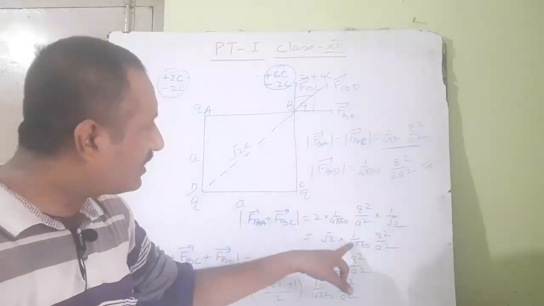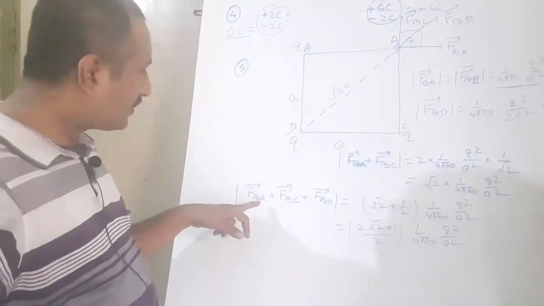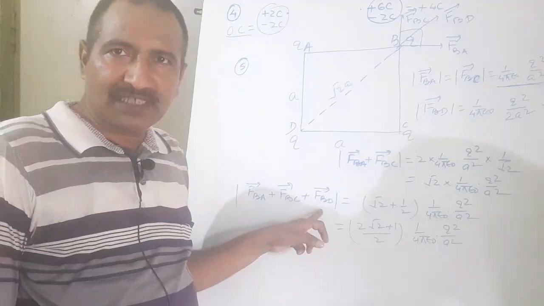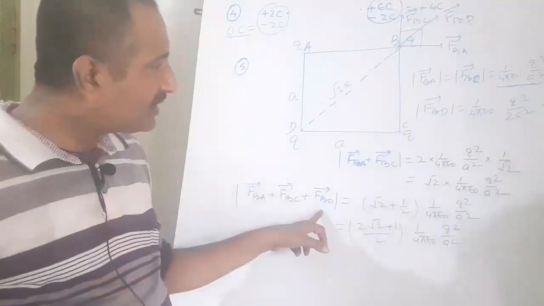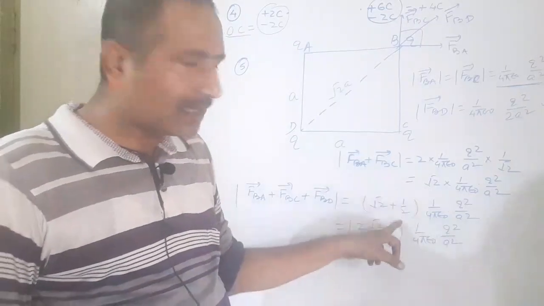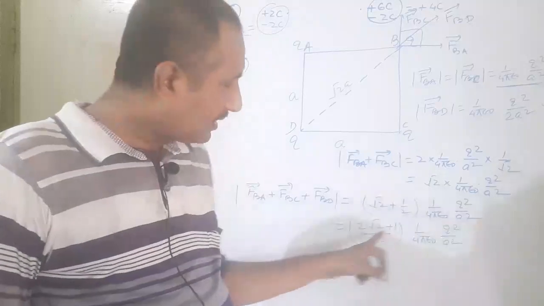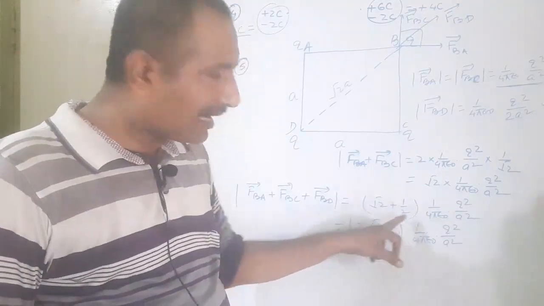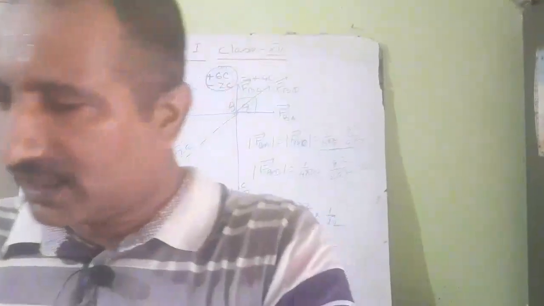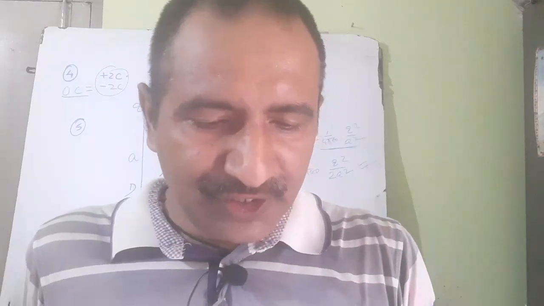So both of these are in the same direction, hence the magnitude of the resultant of these three forces FBA plus FBC plus FBD is equal to the sum of these two magnitudes, that is root 2 plus 1 by 2, times 1 by 4 pi epsilon naught Q square by A square. The LCM will be 2 root 2 plus 1, times 1 by 4 pi epsilon naught Q square by A square. Got it? So what will be its answer? Its answer will be C.